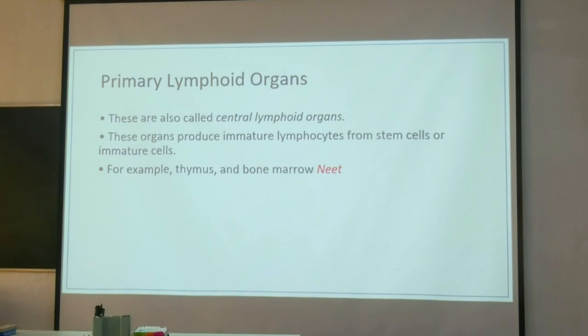Primary lymphoid organs are called central lymphoid organs. These organs produce immature lymphocytes from stem cells or immature cells. For example, thymus and bone marrow.